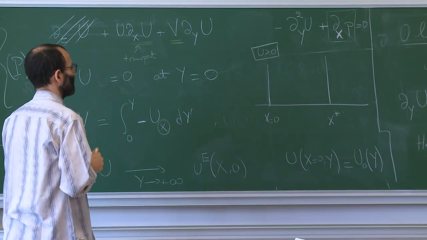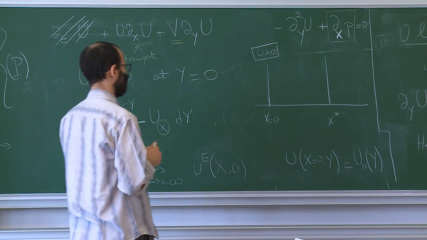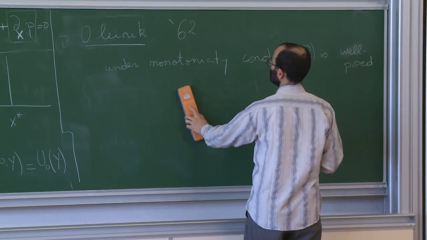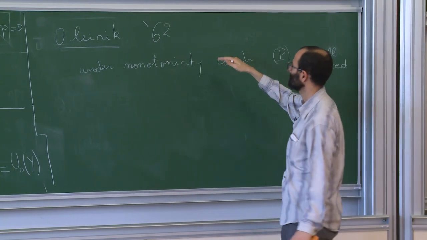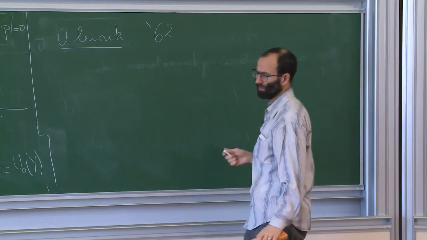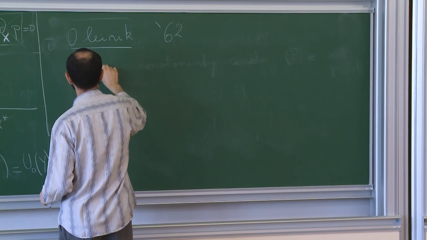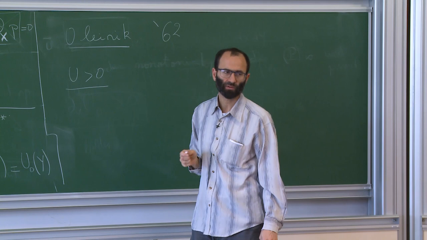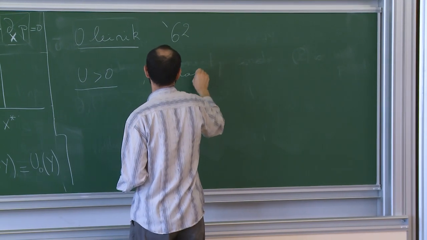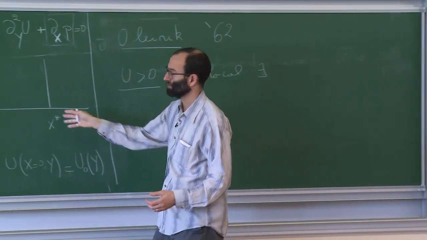And again, the person who understood this first is Olenik. Around say maybe a few years later, 64 or 6, I'm not sure about the dates. So Olenik, and there is a book, she has a book about these problems. So when u is positive, you can prove some local existence, right? So local existence meaning that there exists some x star such that you can solve.